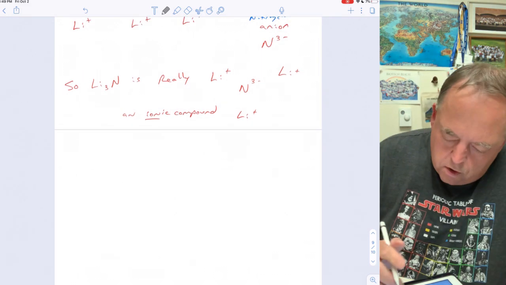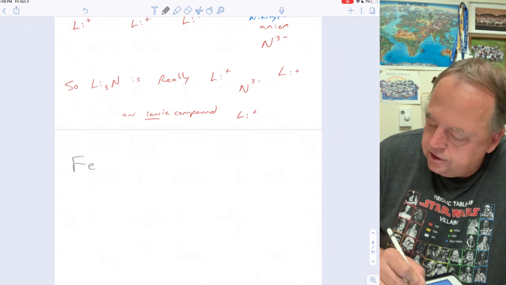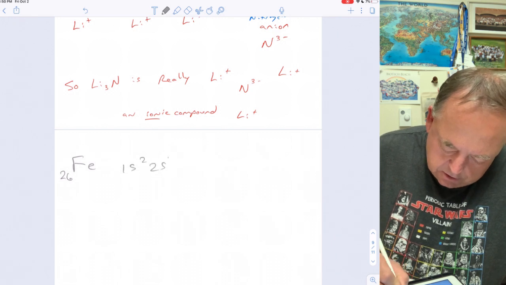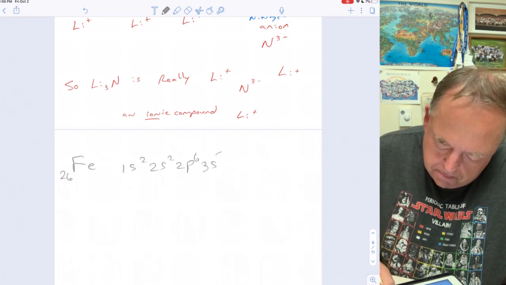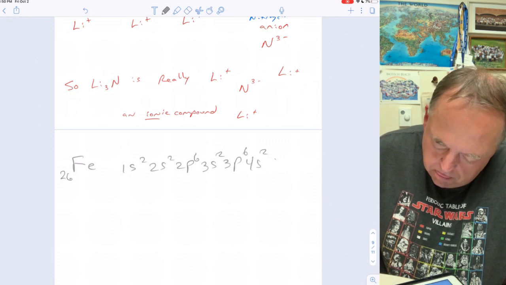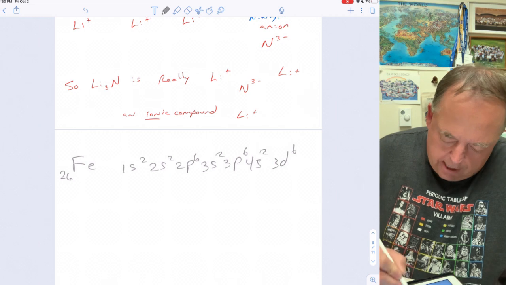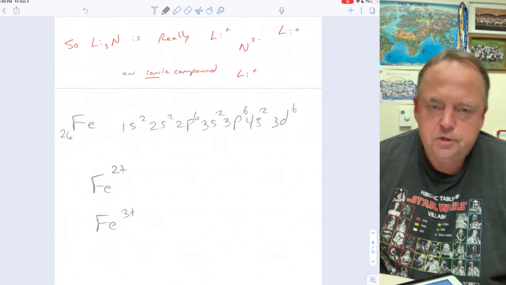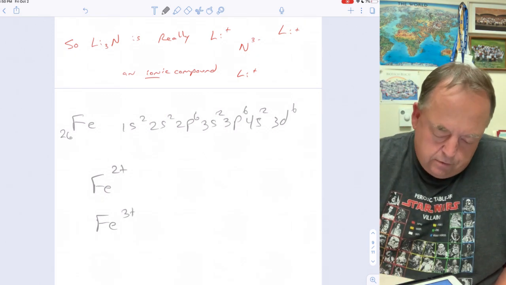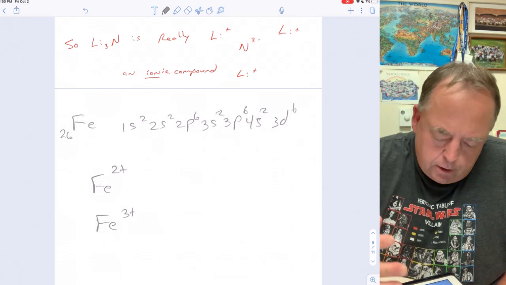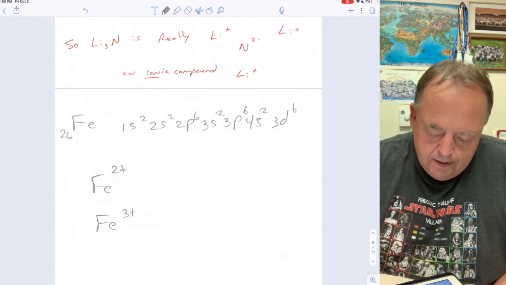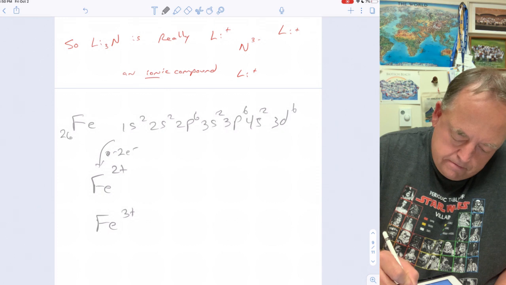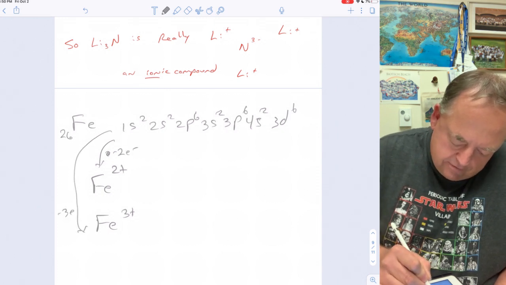Okay, and so one more example here. So what about the transition metals? If we took iron with 26 electrons, the transition metals are different. So iron likes to be +2 and +3 charged. If you remember, transition metals have multiple charge states, typically +1 or +2 or +3 or +4. So if it is going to be +2 charged, then it's got to get rid of 2 electrons, right? Or if it's going to be +3 charged, then it's got to get rid of 3 electrons.